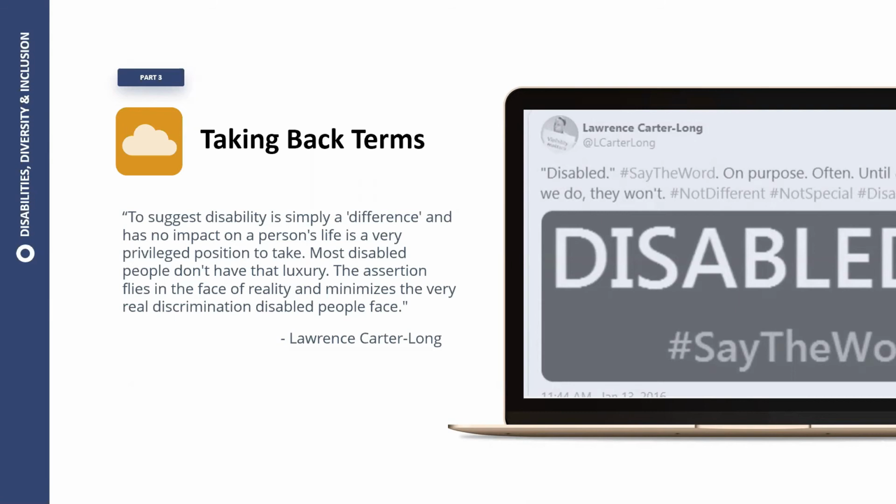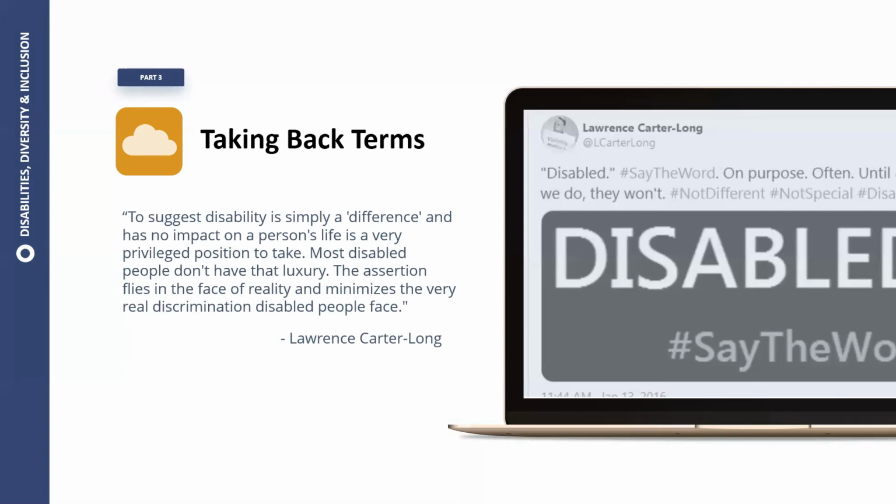Carter Long, a disability activist with cerebral palsy, started the Say the Word campaign in response to Barack Obama's 2016 State of the Union address. In this speech, Obama was careful to acknowledge diverse groups from across the country, but failed to mention people with disabilities even once.